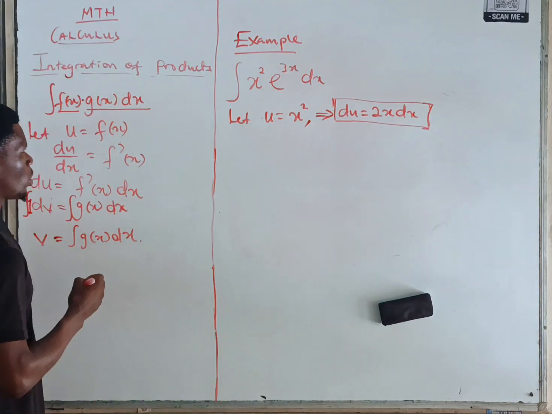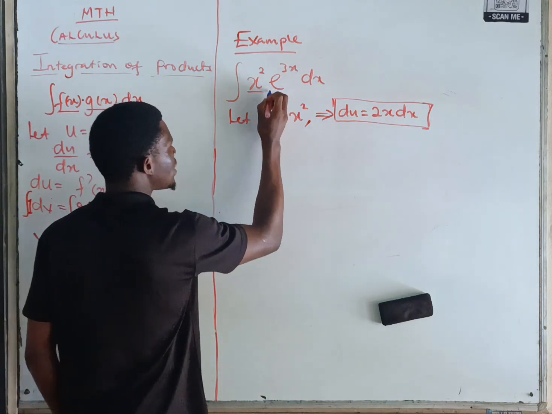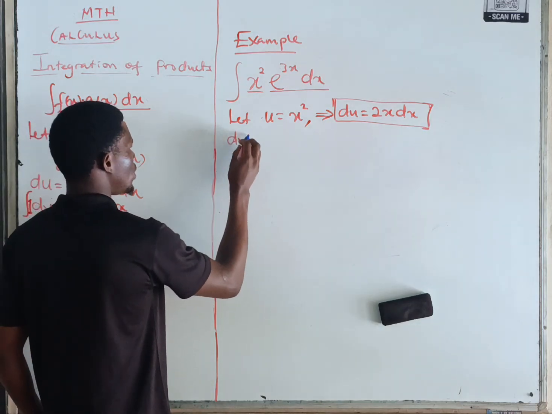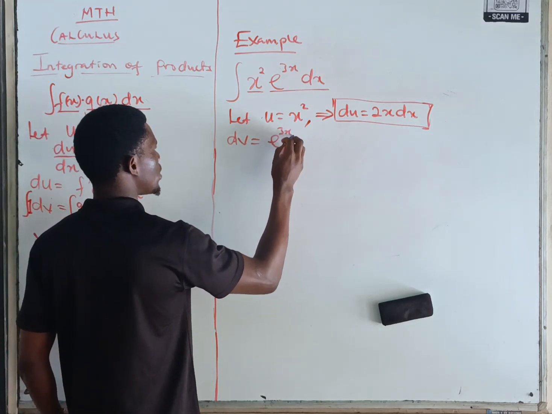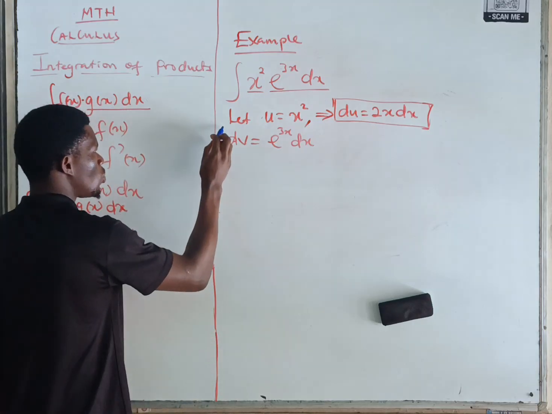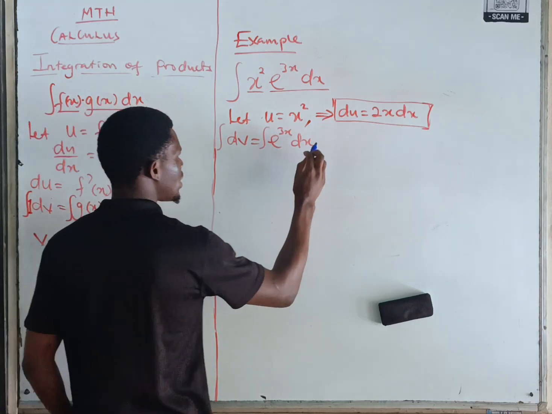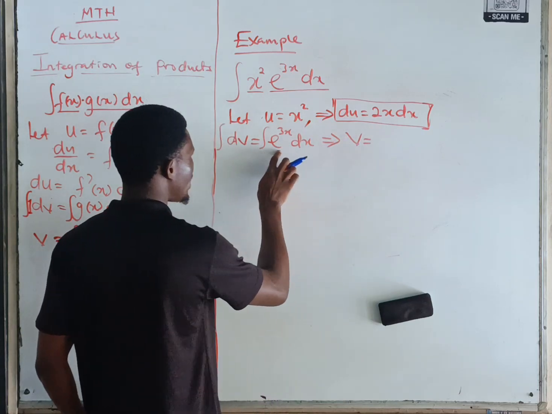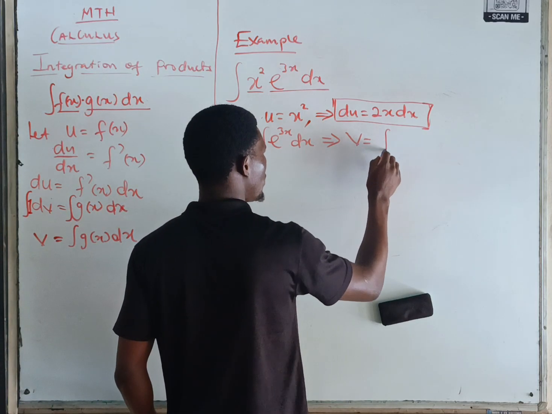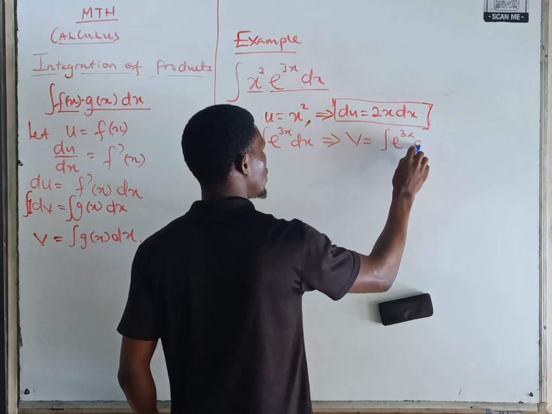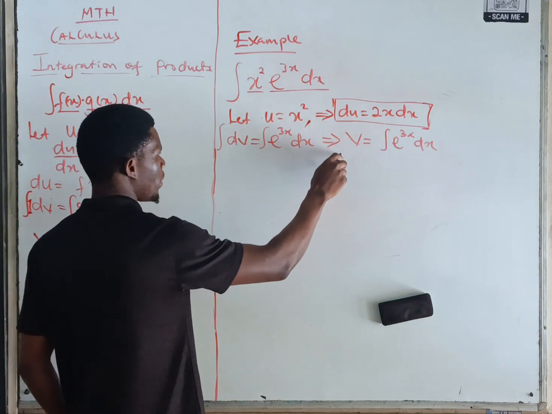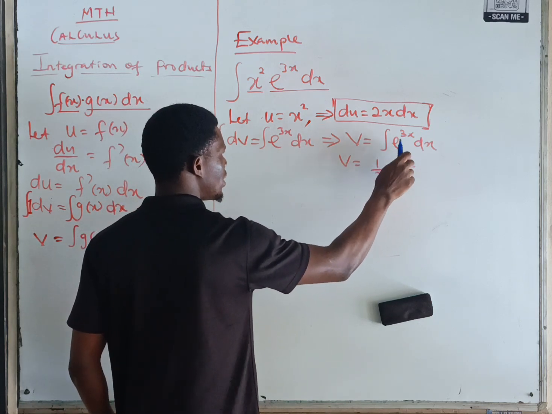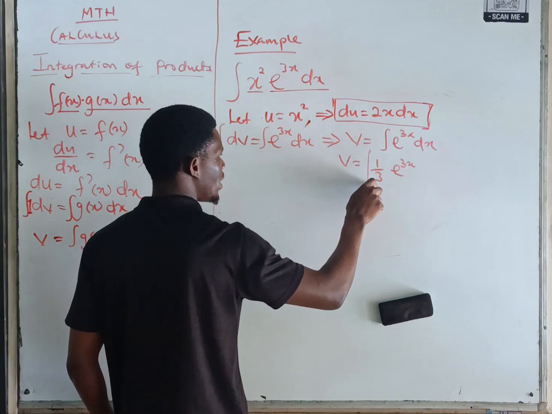Okay, and then this part is u, right? And this part will be dv, right? So we have that dv equals e raised to power 3x dx. So to get v, we have to integrate both sides. This implies that v equals the integral of e raised to power 3x dx. So v is the integral of that. That means v equals 1 over 3 e raised to power 3x, because that is the integral of e raised to power 3x, right?